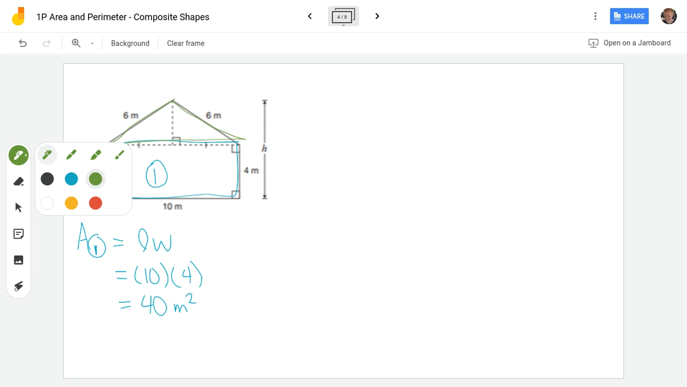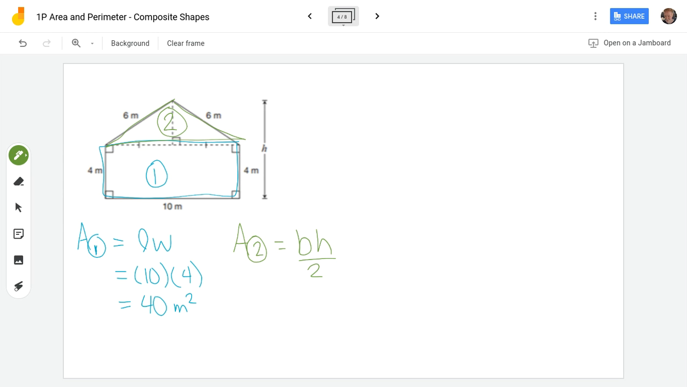Now I need area 2, which is going to be this triangle at the top. So I need the base of the triangle times the height, and then I need to divide it by 2. So the base is the same as the length of the rectangle because it goes from the right side of the picture to the left side all the way across here. So I know that the base is 10. I need to find the height, and I need to divide by 2.